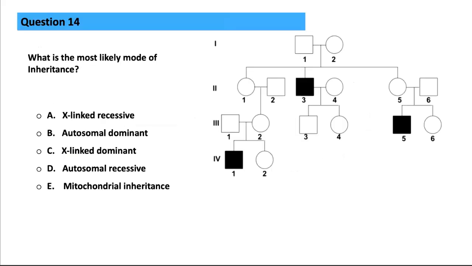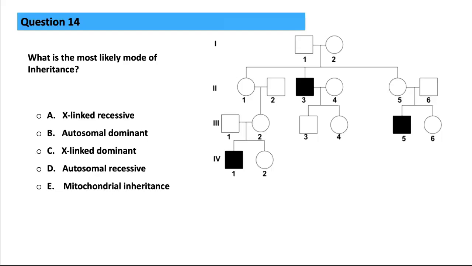Question number 14. What is the most likely mode of inheritance? Okay, let's examine the pedigree diagram. First, we see the pattern of inheritance of the disorder. Look at generation 1. Individual 1 is the father, and 2 is the mother. Both are unaffected. For generation 2, only individual 3, who is a male, is affected. This tells us that the condition skips a generation, which means the trait is recessive.